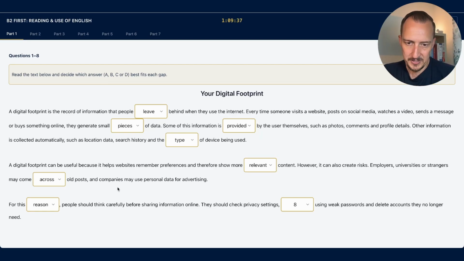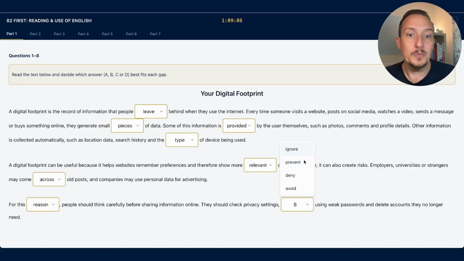Carefully before sharing information online. They should check privacy settings, using weak passwords, and delete accounts. Okay, so this means, I think, don't use weak passwords. So they should check privacy settings, not use weak passwords, and delete accounts. But because we've got the word using here, that tells me we're going to see a verb plus ing, like prevent or agree or something like that. I don't think it might be those two.